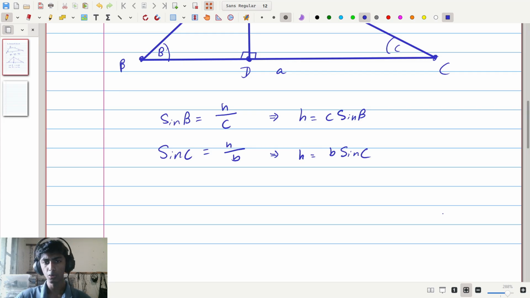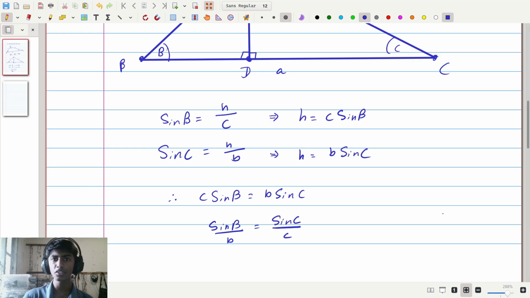From these two, we can see on the left side both are H, and on the right side we have C sine B and B sine C. Therefore, it should be the case that C sine B is equal to B sine C. Rearranging, we can clearly see that sine B divided by B is equal to sine C divided by C.